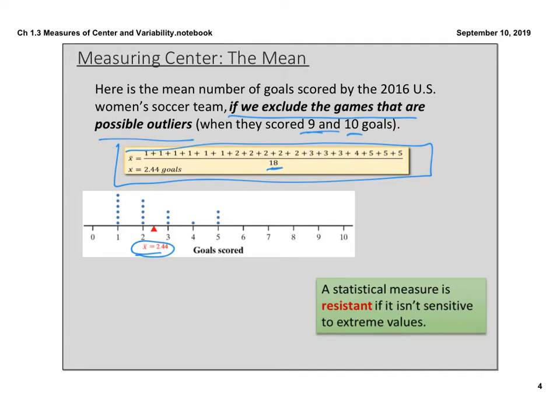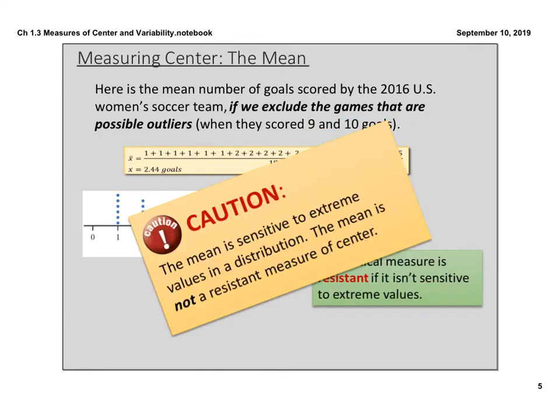So one thing that we want to talk about is calculations or measures of center that are resistant versus non-resistant. This says a statistical measure is resistant if it isn't sensitive to extreme values. Our extremes here made a big difference in our mean, which means that the mean is not resistant. The mean is not resistant to those outliers. It is going to adjust to the outliers. If we have the outliers in our data set and in our calculations, that's going to change our mean quite a bit. So you can see that here.